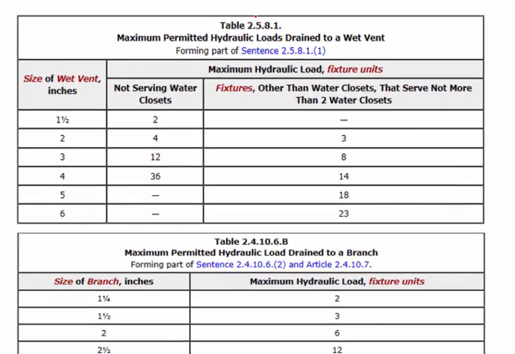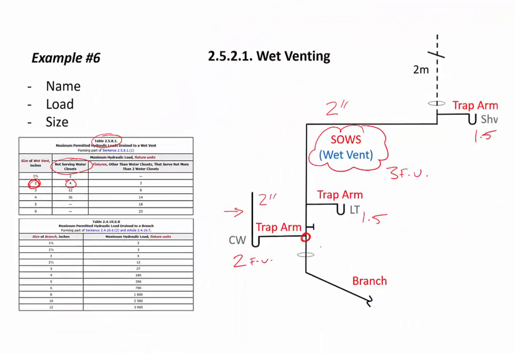and on table 2581, sizing the wet vent, we have not serving water closets, and I'm exceeding 2 fixture units but not exceeding 4, so I can have a 2-inch wet vent to accommodate all these fixtures. I've got a 1.5 inch shower connecting on the uppermost story to this 2-inch wet vent, 1.5 inch trap arm for the laundry tray. So consistent with sizing, which is good.